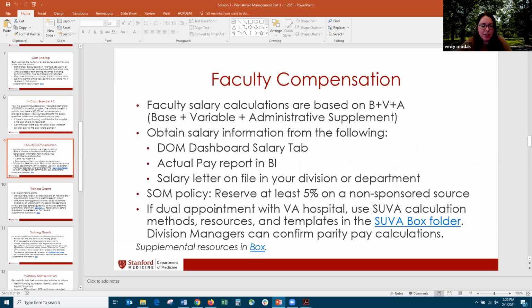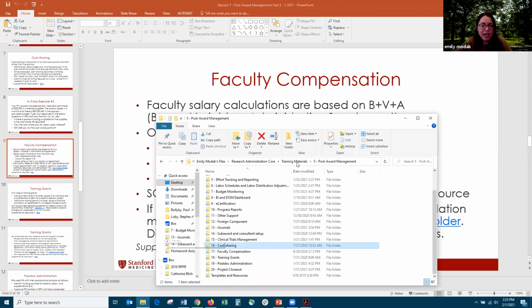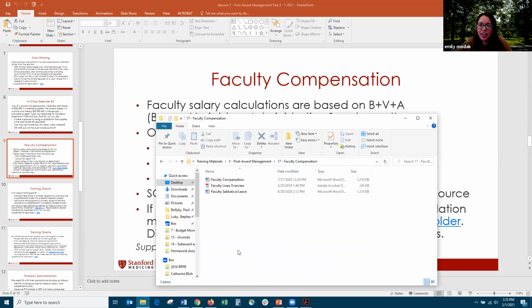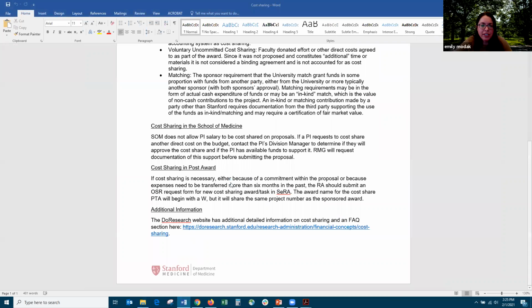Faculty compensation, I mean, the whole class could be taught on faculty compensation, and I would not be the right instructor for that class, but I can talk to you about how it intersects with research administration.